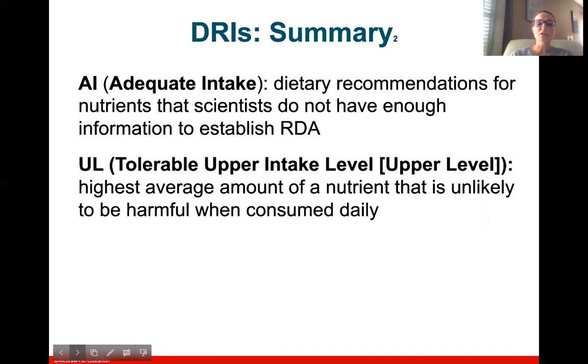And then UL, or tolerable upper limit intake, or upper level, is the highest average amount of a nutrient that you can consume without it being harmful. We often have these ULs for our fat soluble vitamins and our minerals.